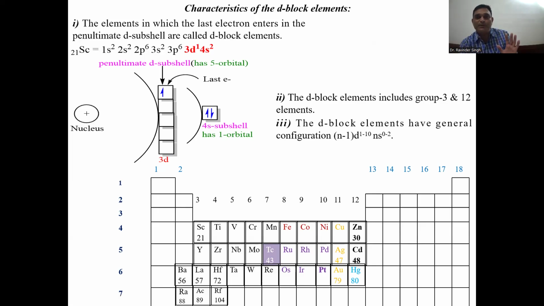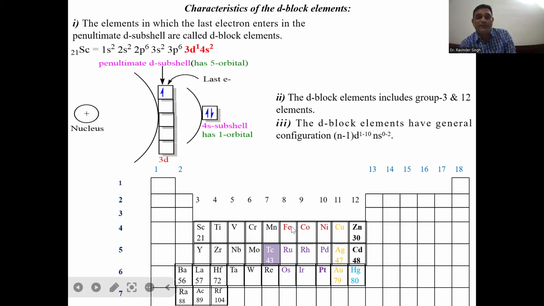Just increase one number in the valence area, which I have shown here in the red color. So in place of 3d1 4s2, just write 4d1 5s2 for yttrium. Just increase, and so on throughout the series. So on that basis, what is the configuration of palladium?